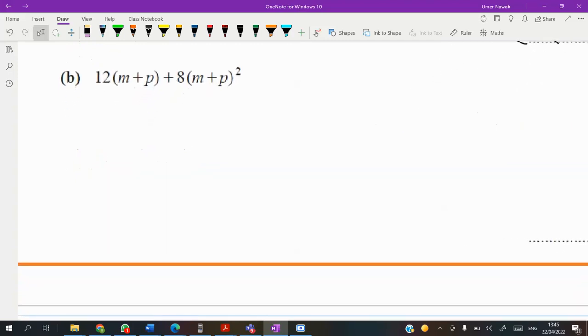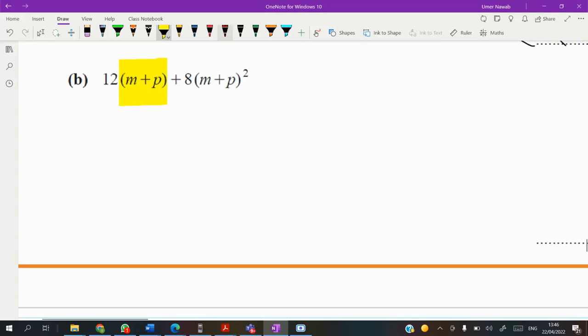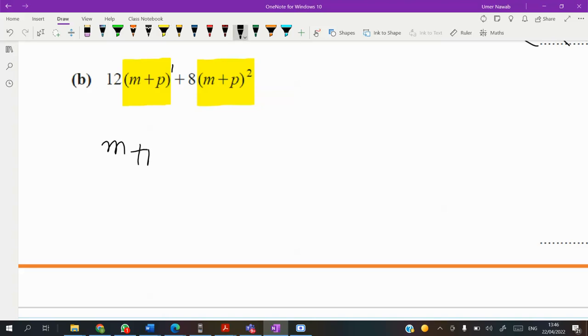Sometimes the examiner asks you to take common not a number but a bracket as well. Look at that: m plus p, its bracket is power 1, and here m plus p whole squared. So what is the smallest power? The smallest power of the bracket is 1. So I'm going to take m plus p common, m plus p bracket 1 common, and for 18 and 8, the 4 is common. So what is left inside the bracket, guys?